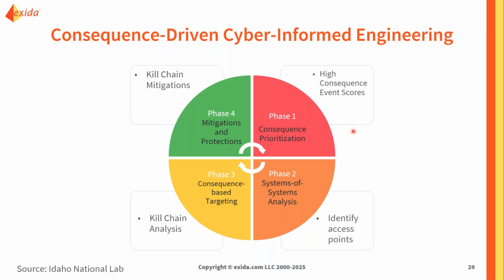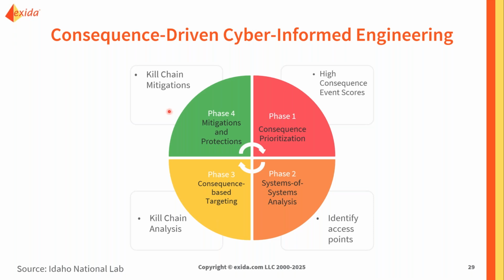So the first phase, looking at consequence prioritization. So what are the systems that absolutely cannot fail? What are our high consequence events that are really coming out ahead of the rest and saying this is our worst case scenario? Phase 2, understanding information about all of the systems. What access points are there? What devices could potentially lead to that worst case outcome? Looking at the kill chain analysis to understand what devices or targets need to be compromised by an attacker in order to get to that worst case outcome.